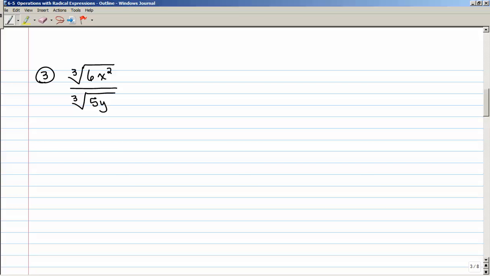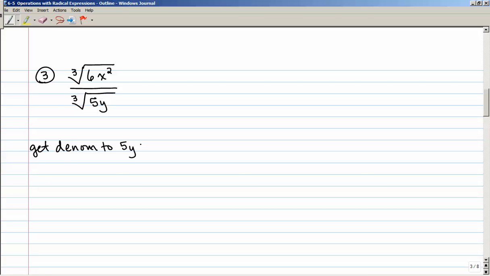Now, this one's a little more complicated. I have to rationalize the denominator because, in the past we've said, I can't have a square root in the denominator. I can't have any kind of root in the denominator. And in this case, I have a cube root. So what I really want is to get my denominator to be 5y. Right now what I've got is the cube root of 5y.